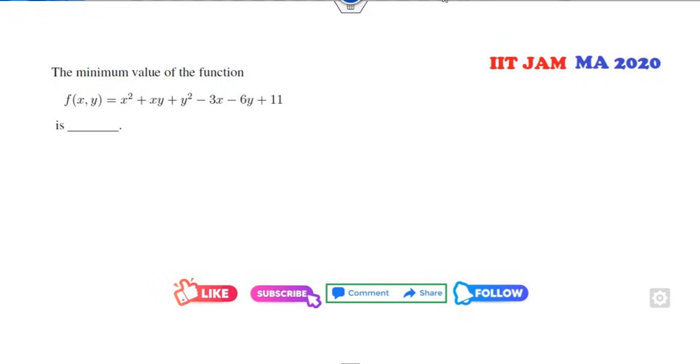For the minimum value of this, check whether it's symmetric. No, it is not symmetric, so you can find the H first. What is the second derivative of this? The first derivative will be 2x plus y minus 3. The second derivative will be 2. It's a constant number. Okay, fine.